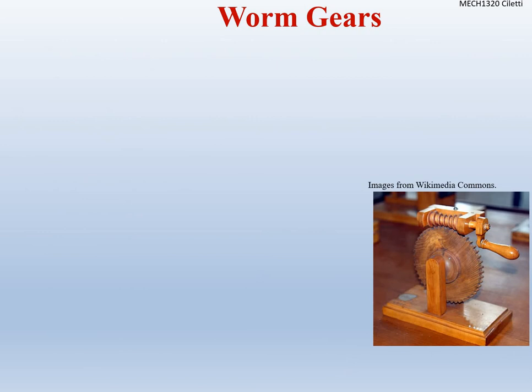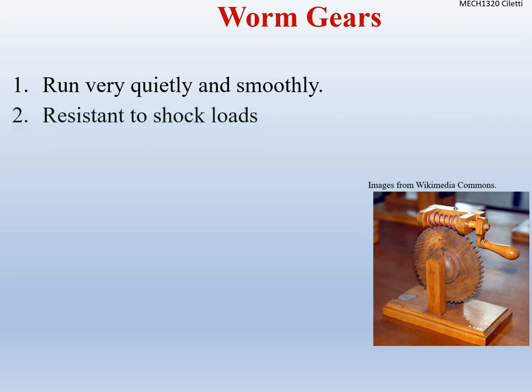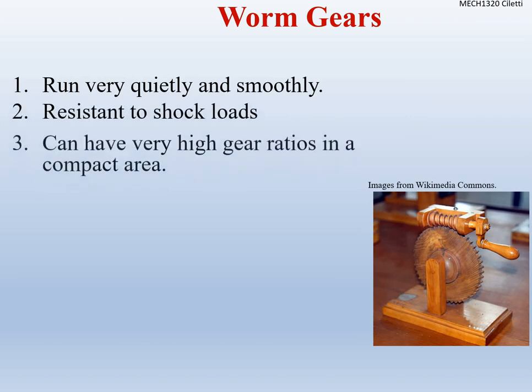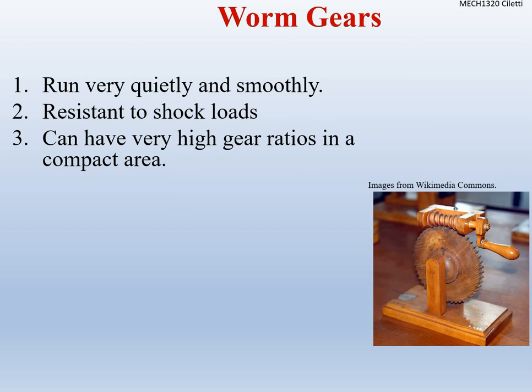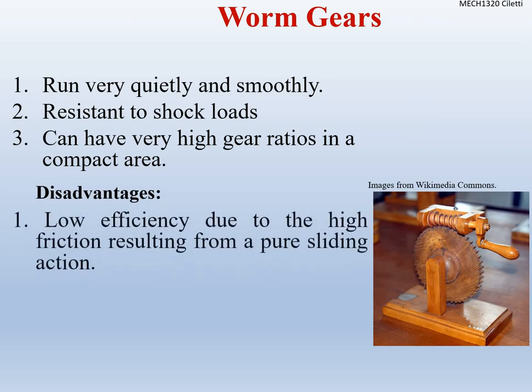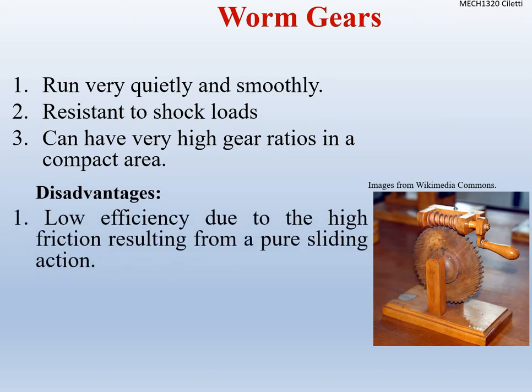All right, worm gears. So there's a picture of a worm gear. We also have one on station 3. All right, and I'll show you guys that on the 870 trainer when we're looking at it. But worm gears run very quietly and very smoothly. They're resistant to shock loads, and they have very high gear ratios in a compact area. So, no shock, very high gear ratios for us. Disadvantages, though, they're low efficiency due to high friction, resulting in a pure sliding action. Okay?